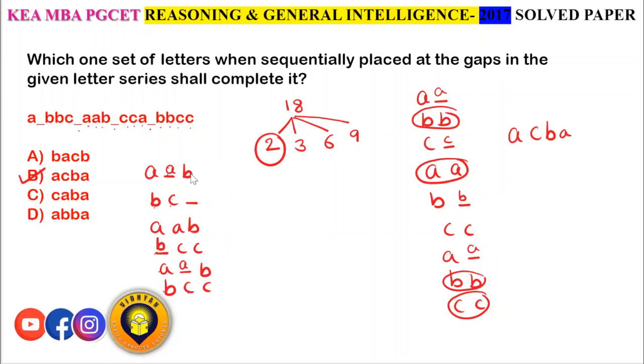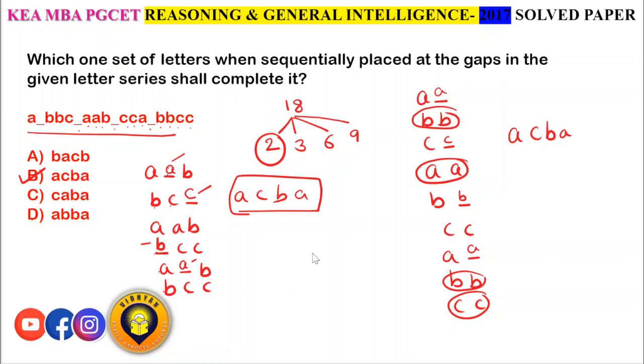Now the last letters: it is B dash B C B C, so the letter here will be C, and then it follows B C B C B C, correct? Now this will make sense, right? Which letters have you filled? A first, then C, then B, then A. The letters you have filled here are A, C, B, A. So here also you get the answer, that is option B, right?